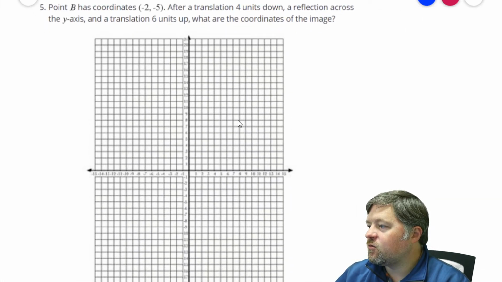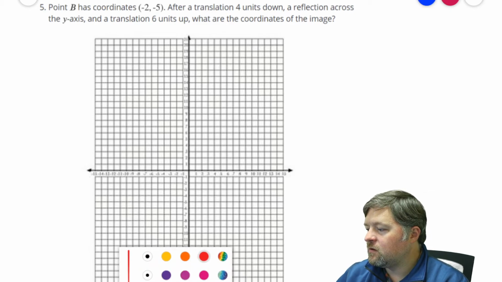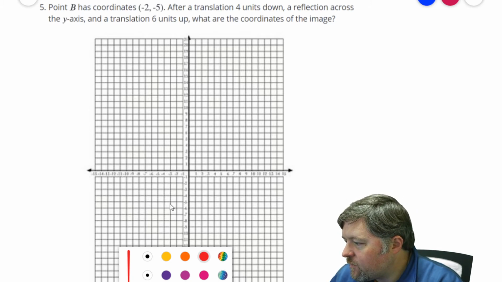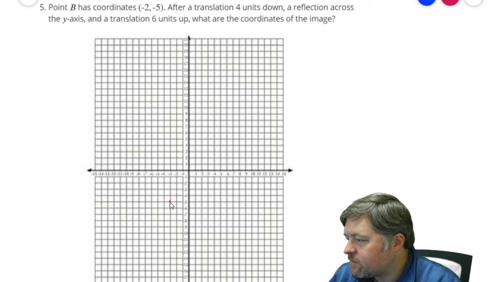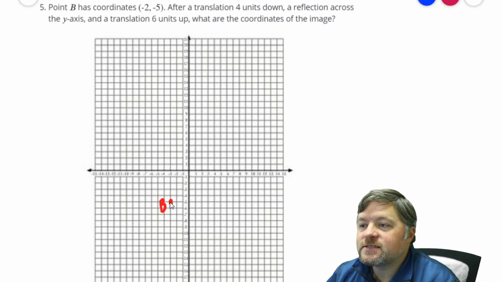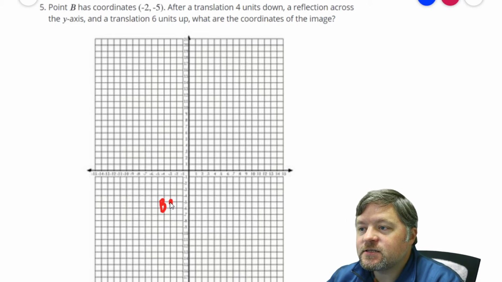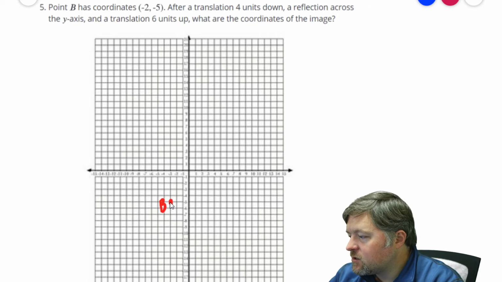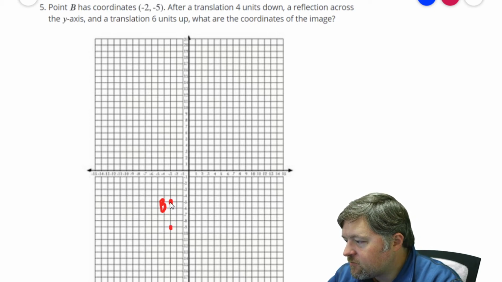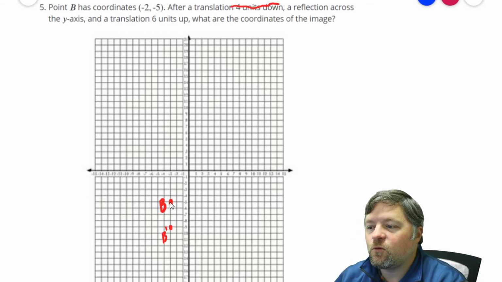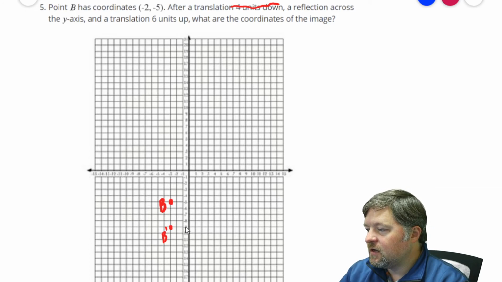Next question. Point B has coordinates -2, -5. So left 2, down 5. That looks like our point is right there. That is point B. After a translation 4 units down, a reflection across the y-axis, and a translation 6 units up, what are the coordinates of the image? So first, we go down 4 units. 1, 2, 3, 4. That puts it right here. We'll call that B prime. Now a reflection across the y-axis. The y-axis is the vertical axis. If we reflect, we go straight across the axis the same distance.